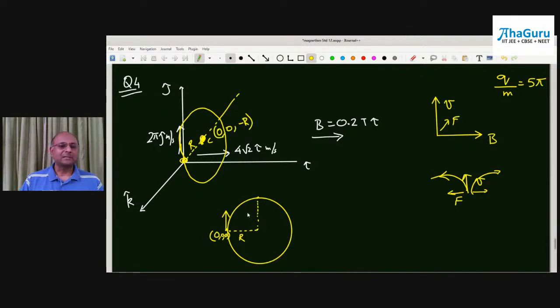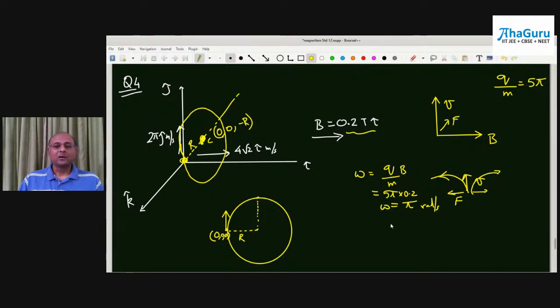Now, enough of all this. Let us think about what is omega. What is omega? Q by m into b. What is b? 0.2 Tesla. Q by m is 5 pi. So 5 pi into 0.2. So that is going to give me 1 pi, right? Omega is pi. Pi radians per second.